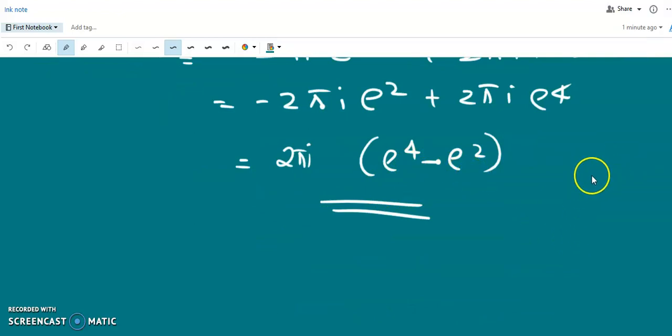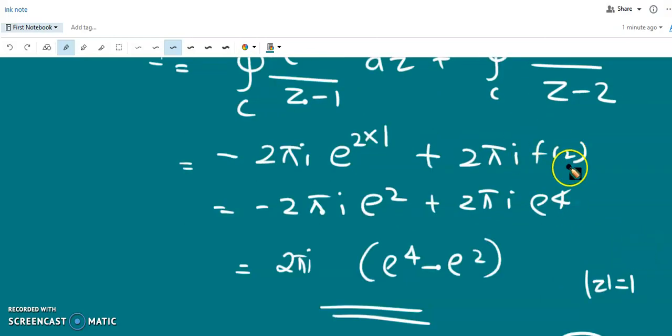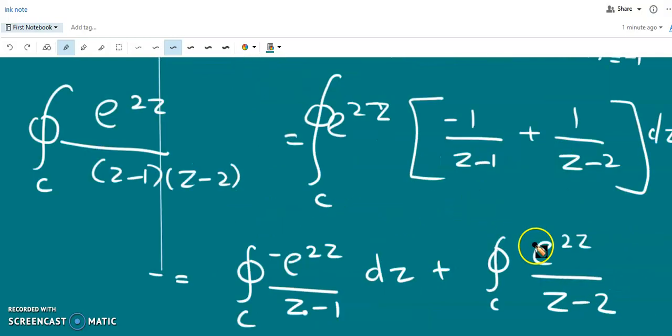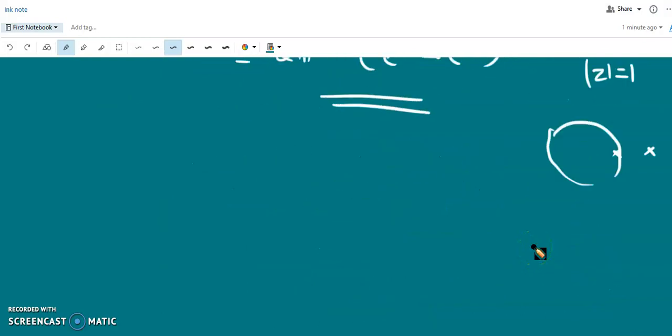Suppose the contour is mod z equal to 1. In that case, 1 is on the contour and 2 is outside the contour. Then that integral will be 0. So the answer will be minus 2 pi I into e square. So when the contour is different, the result will be different.